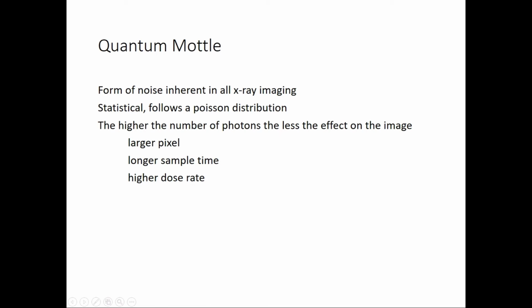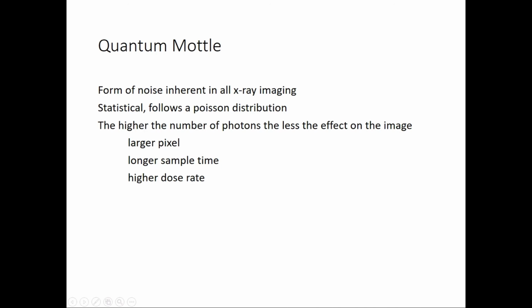It's a form of noise inherent in all X-ray imaging, so you get quantum mottle wherever there are photons with different energies, and they're in every X-ray beam that we generate. It's statistical, it follows a Poisson distribution if you want to be specific about the type of distribution it follows. The higher the number of photons, the less effect on the image. So the way to get higher numbers of photons is either to have larger pixels, which we don't want because we want to be able to resolve tiny things. So we're not going to get larger pixels.